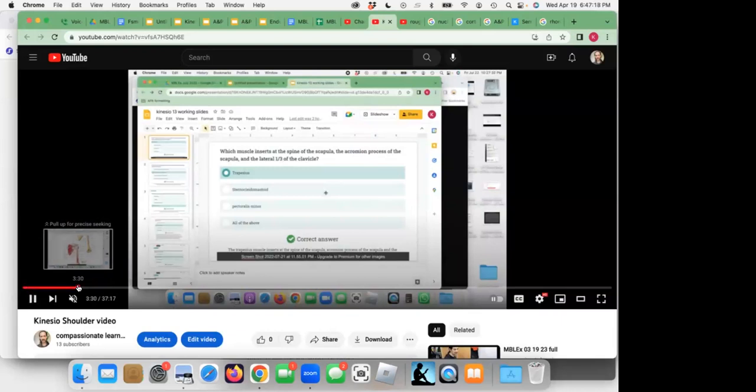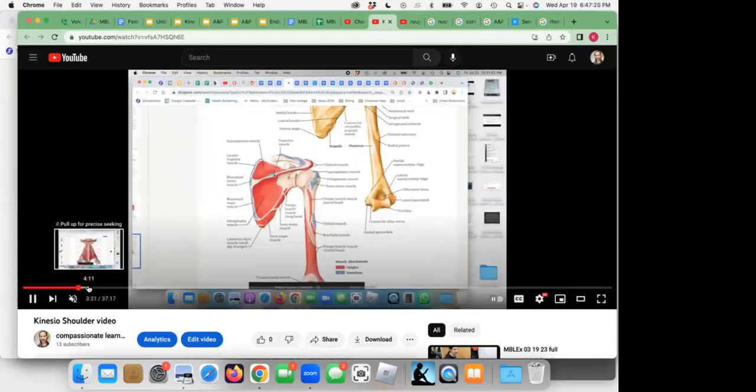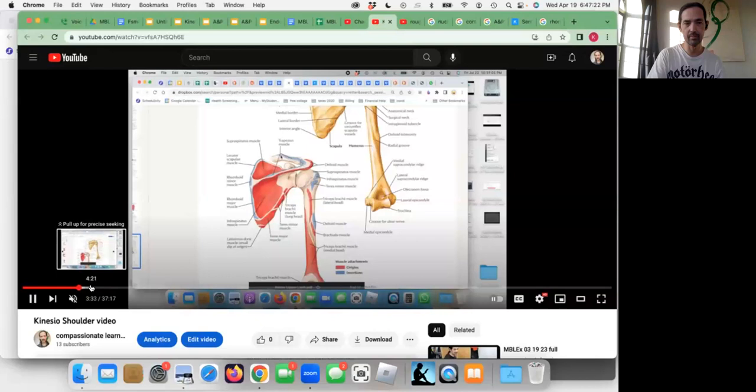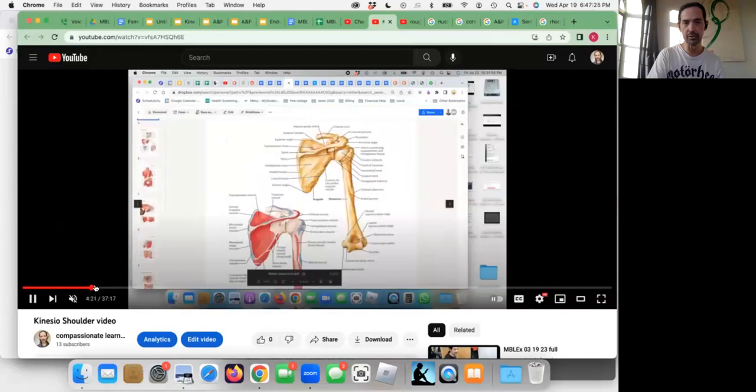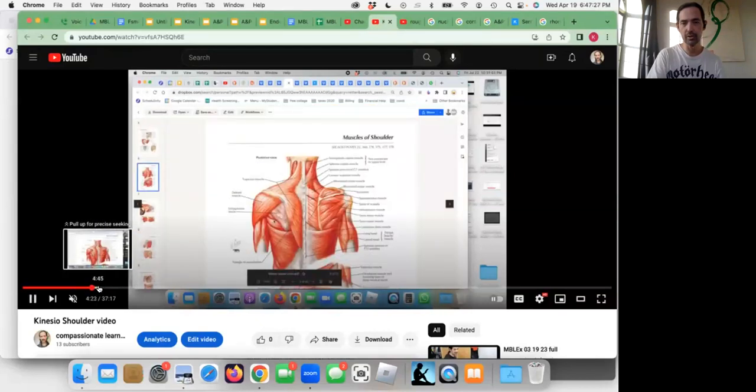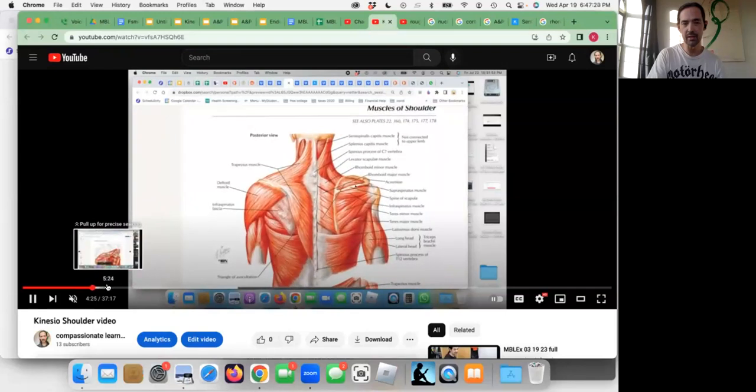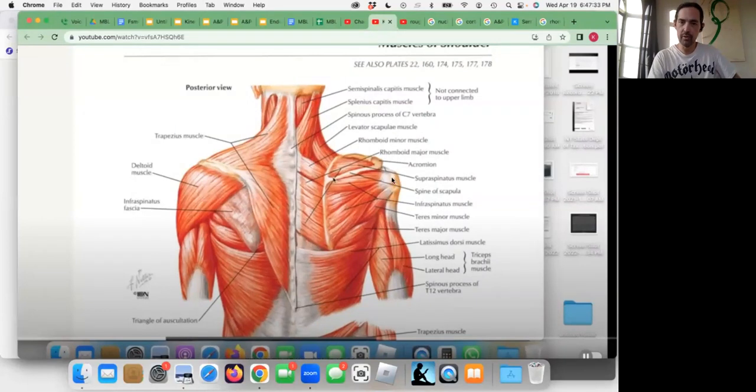Let's look at the SITS muscles just for a second. If we look at the muscles of the shoulder, what we see is that some of them attach to the lateral aspect of the humerus, and some attach to the medial aspect of the humerus. So you have to imagine the humerus here without the triceps.